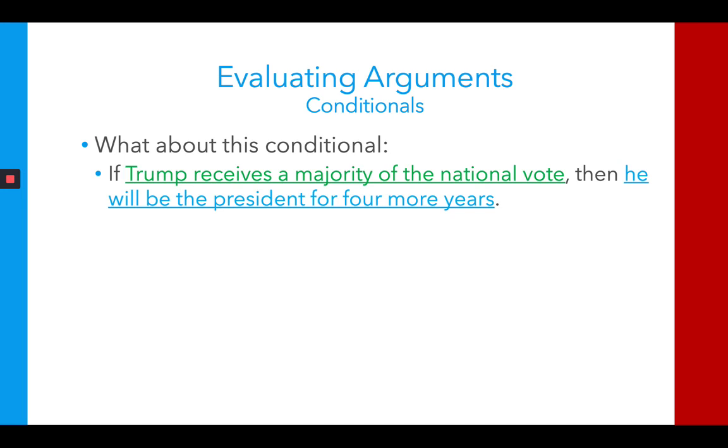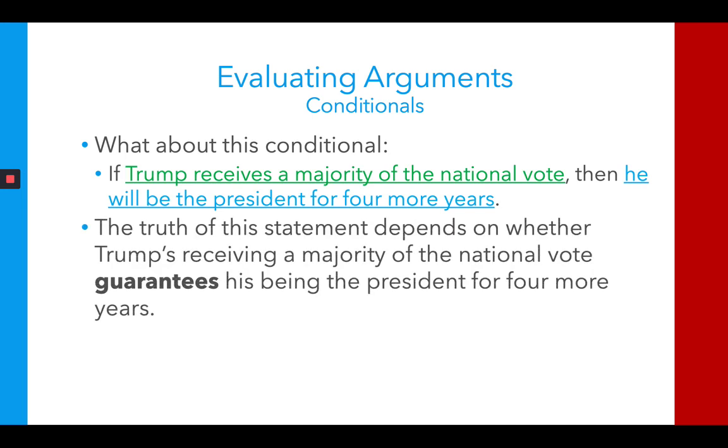One final one. If Trump receives a majority of the national vote, then he will be the president for 4 more years. The truth of this statement depends on whether Trump's receiving a majority of the national vote guarantees his being president for 4 more years. So let's say Trump does receive a majority of the national vote, right? We don't know whether that's true or false, whatever. Doesn't matter. Let's just assume that it's true. Does it guarantee that he's going to be the president for 4 more years? If yes, then it's true. If no, then the conditional is false.